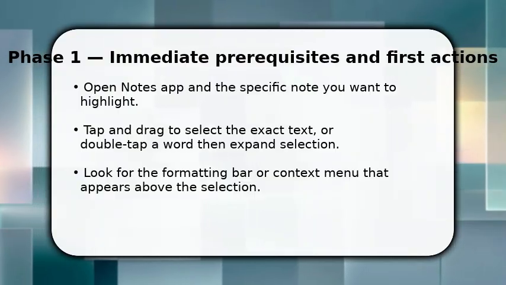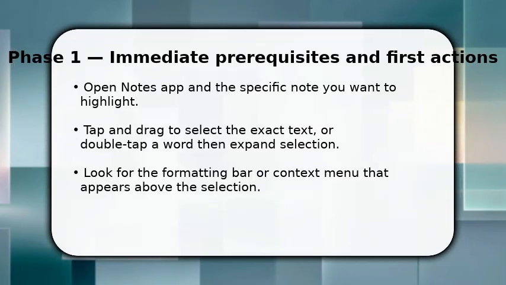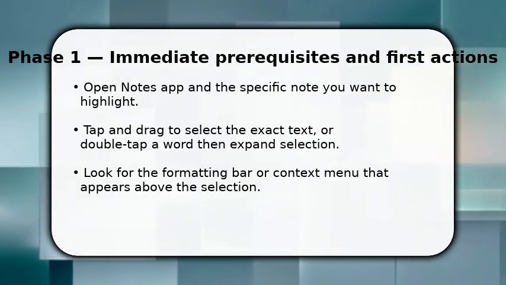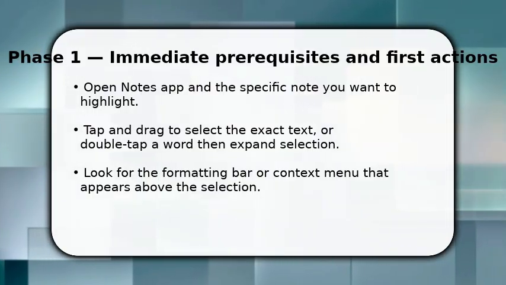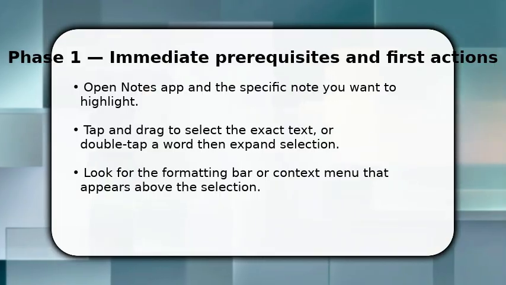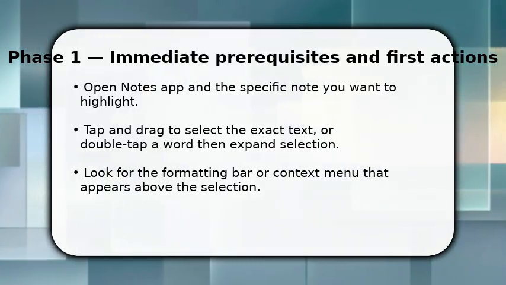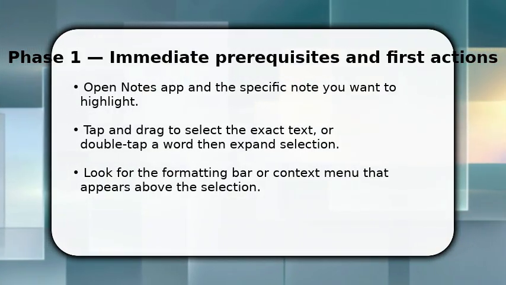You start by opening the Notes app and navigating to the target note. Make sure the text is visible. Next, select the text you want to mark, tap and drag, or double tap, then expand the selection. Once selected, watch the small formatting bar or context menu that pops up above the text.